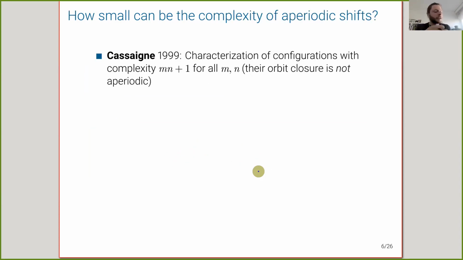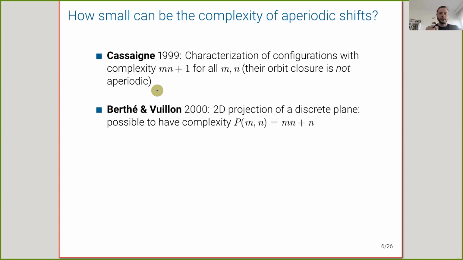And there are some results that are somehow a bit related, even though they do not really answer this question. I can think of a paper of Julien Cassaigne that exactly characterizes the configurations that have complexity exactly equal to mn+1 for all m, n. And actually, if you look at such configurations, the shifts that they produce, the orbit closure, is not aperiodic. You always have a periodic configuration in this shift.